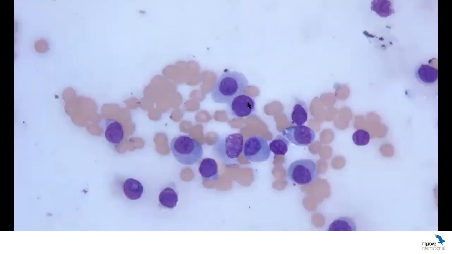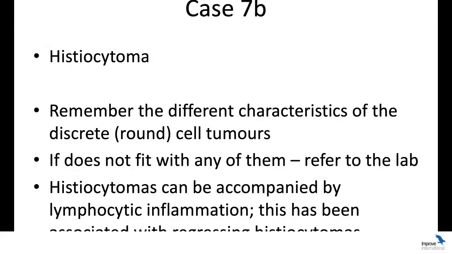Again, let's look at that. Really looks like a fried egg, lots and lots of cytoplasm with a central nucleus and no specific hof or paler area that is perinuclear. So this was a histiocytoma. Again, when we have these discrete cell tumors, it's a process of elimination. We just need to go through the different characteristics. If it doesn't fit any of them easily, again, this is a refer to the lab, make it someone else's problem.